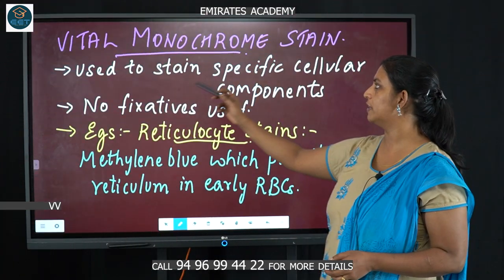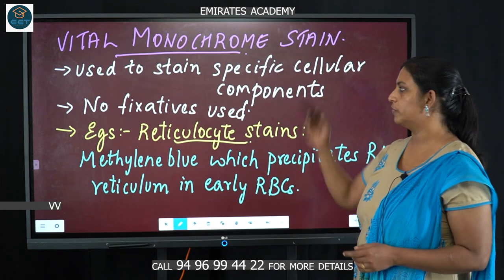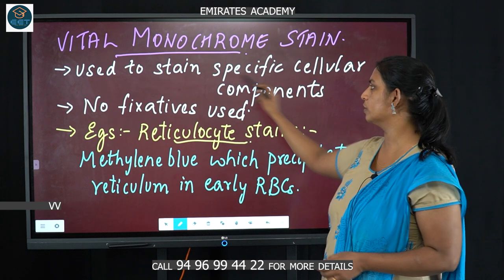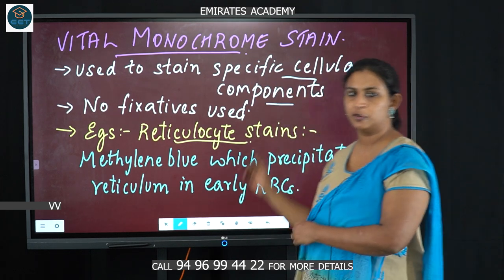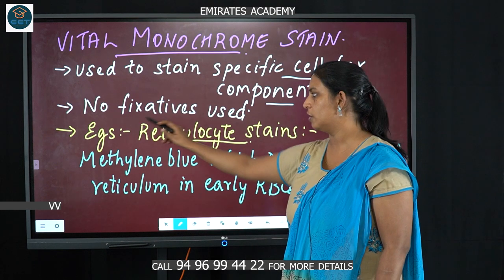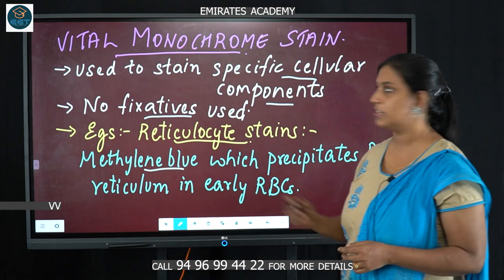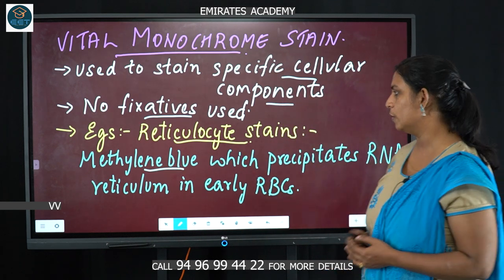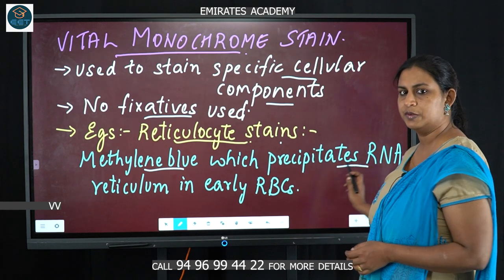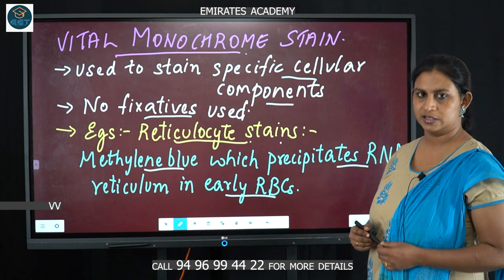Let's look into vital monochrome stain. This kind of stain is used to color specific cellular components, and while using this stain, we will not make use of fixatives. So no fixatives are used. An example of a vital monochrome stain is methylene blue. It will precipitate RNA in reticulocytes, which are early red blood cells.